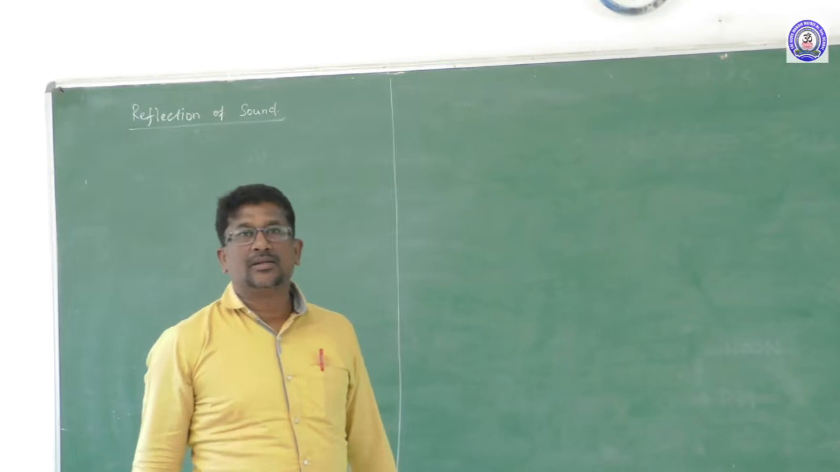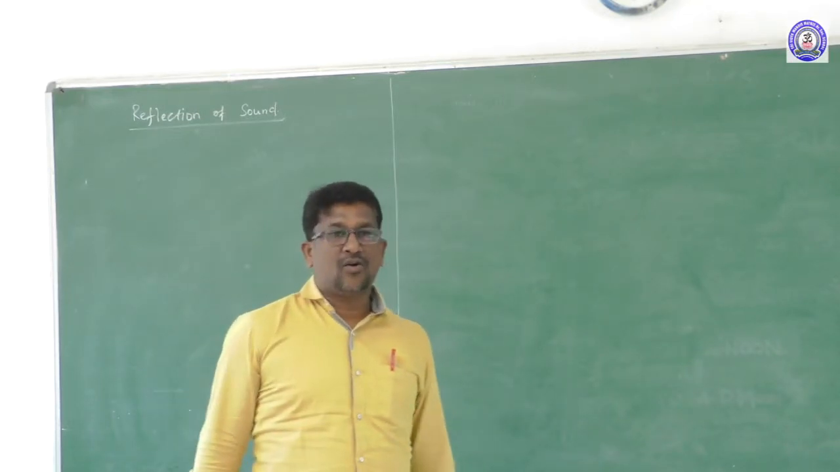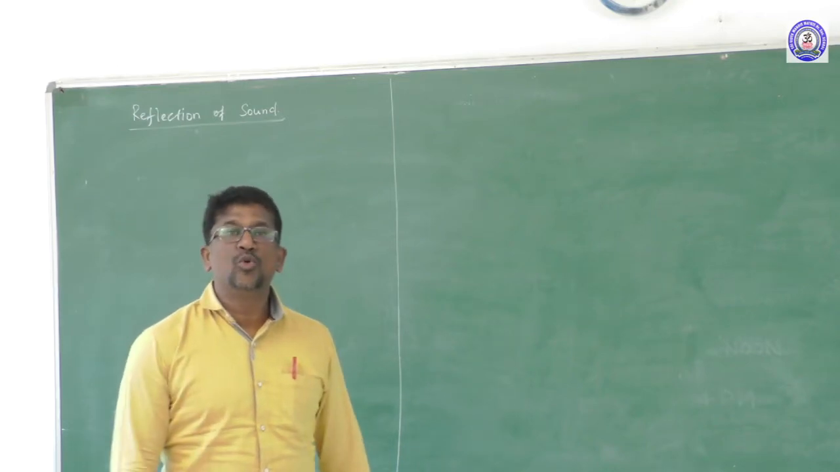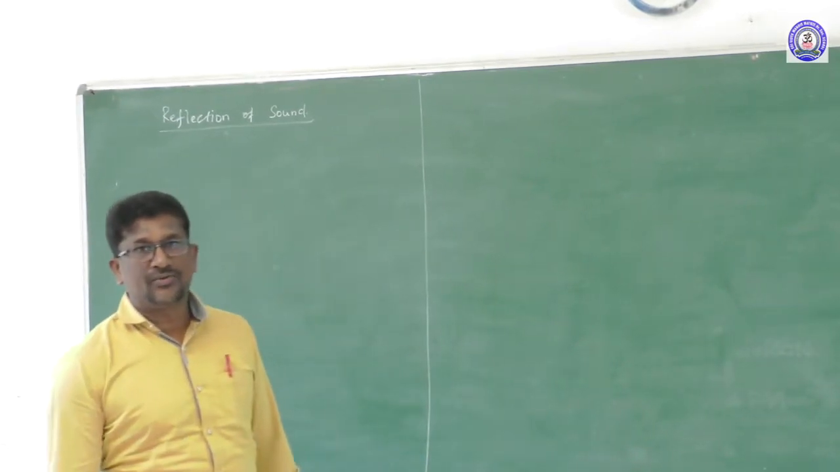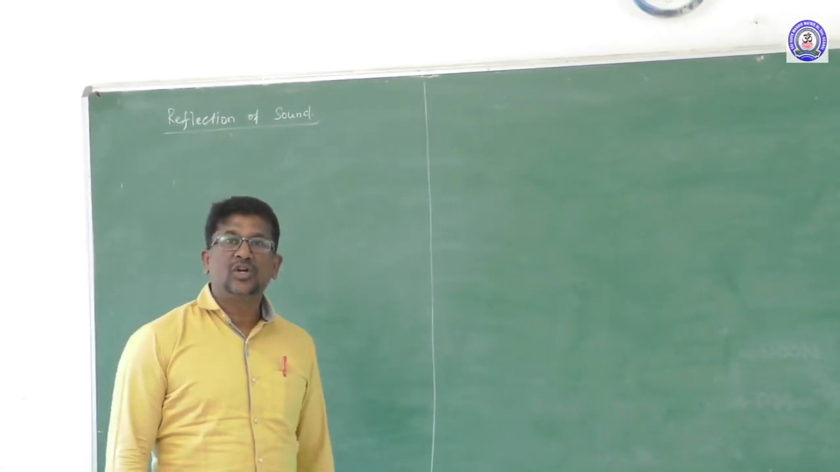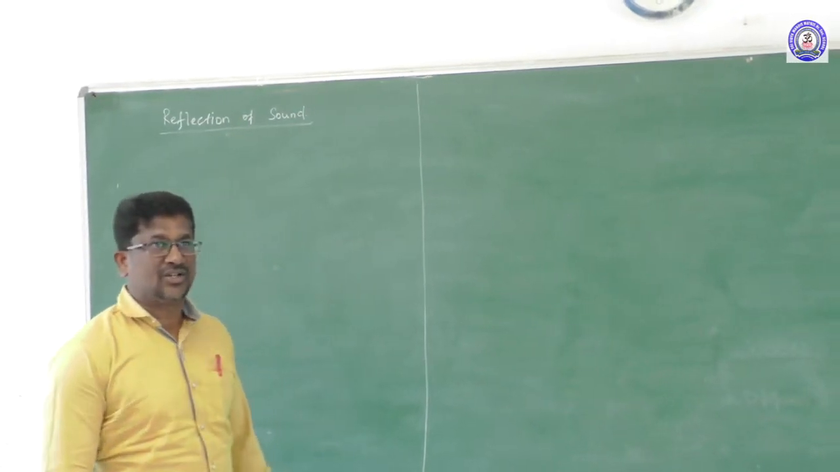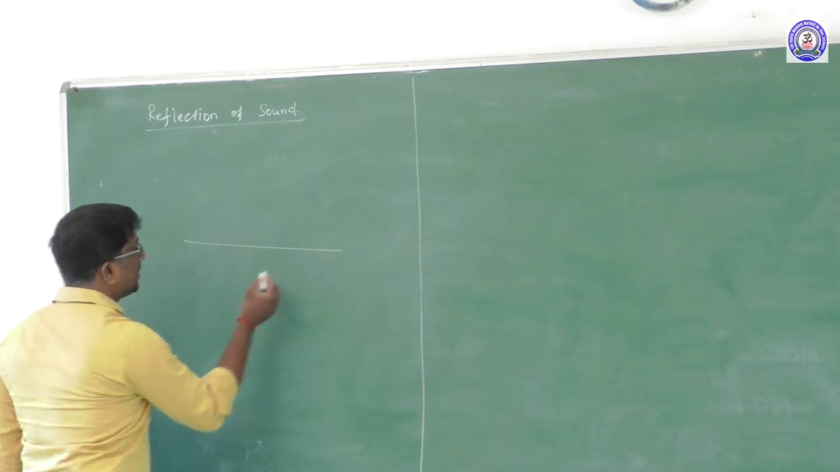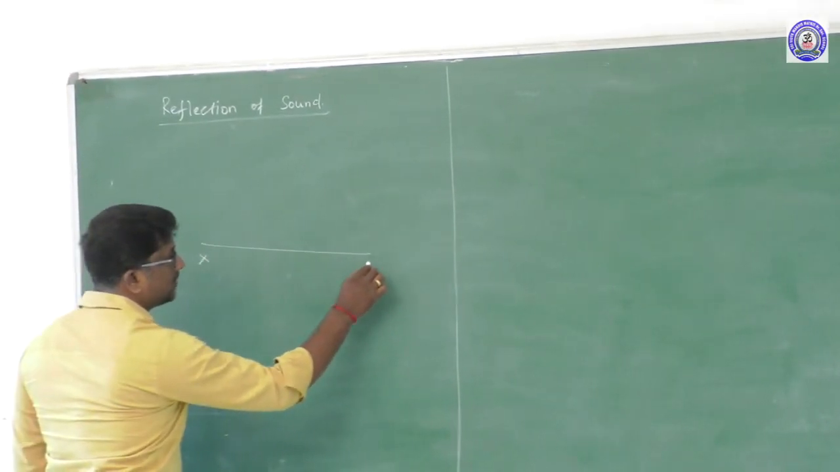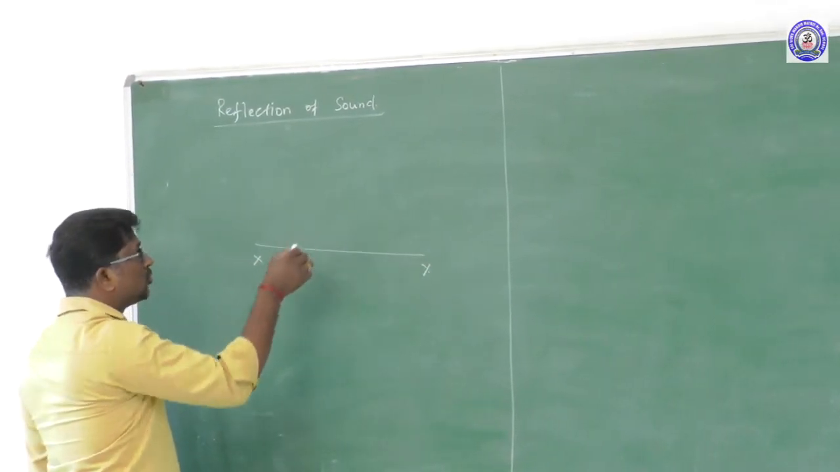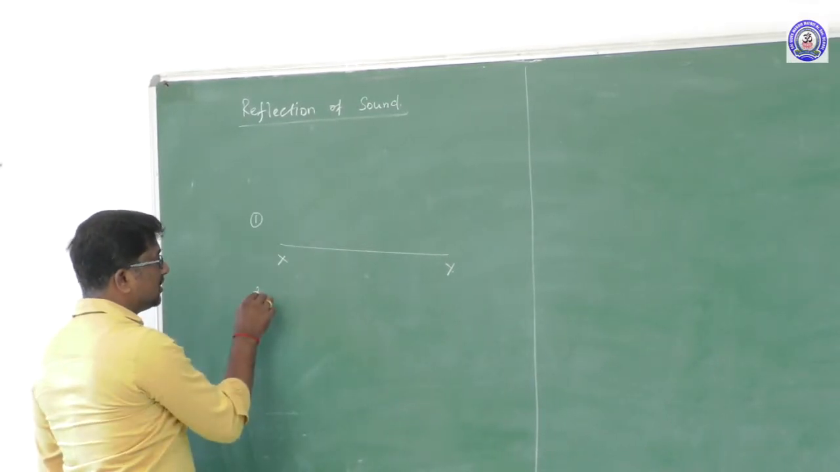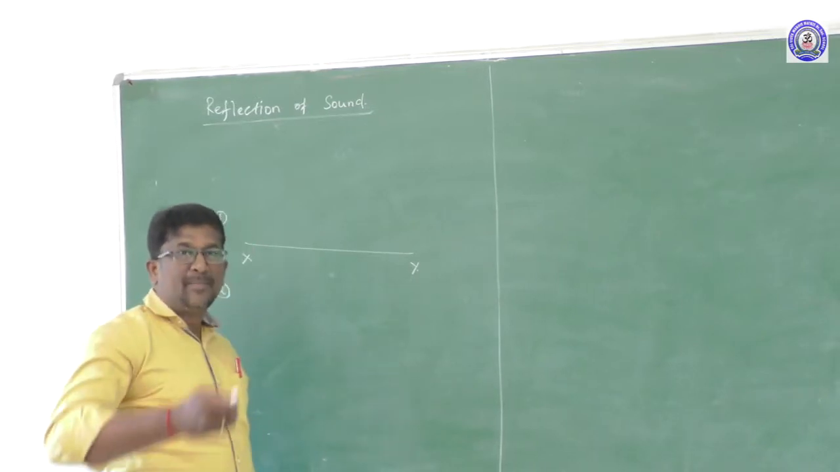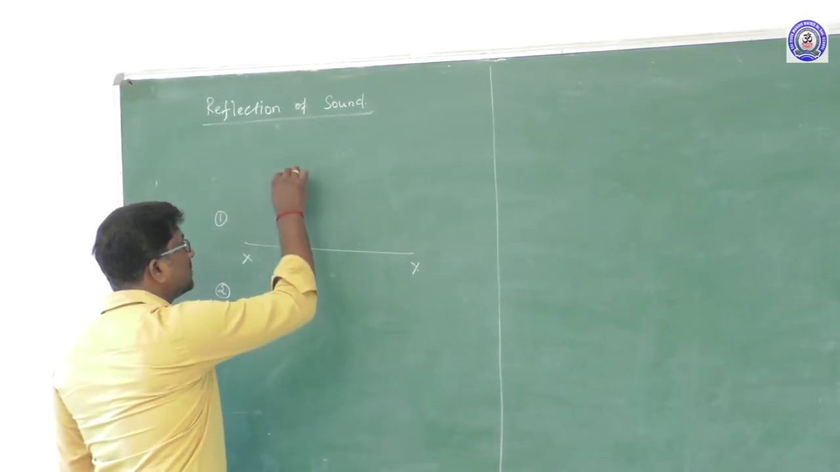Reflection means the bouncing back of waves from the interface of the two media. The bouncing back of a wave from the interface of the two media is known as a reflection. For example, let us consider the surface XY, which separates two media. This is the first medium, this is the second medium. Now, a sound wave is made to be incident on the surface like this.